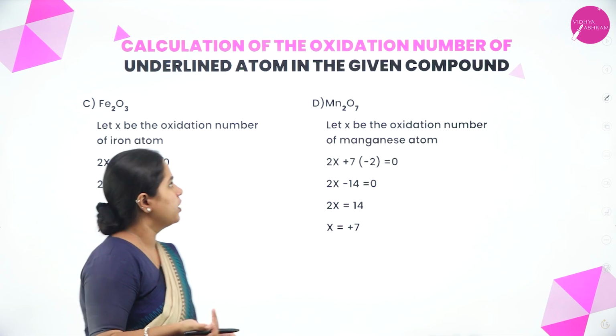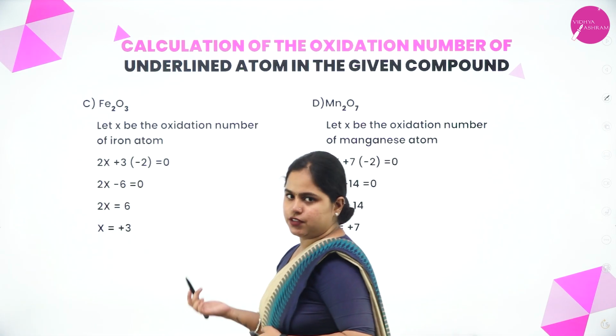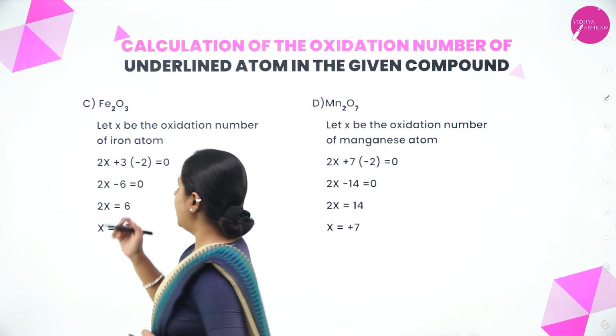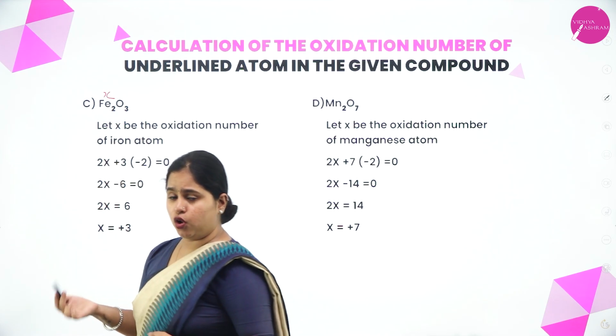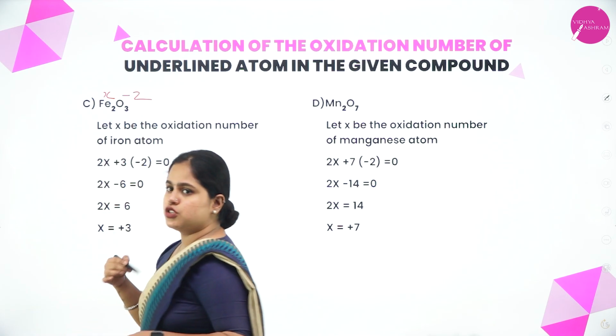It is +6. Now moving on to the next one, that is Fe2O3. Let's follow the same steps. As we don't know the oxidation number of iron, we are keeping it as X. And for oxygen, we know that it is -2 for one atom. So there are 3 here.